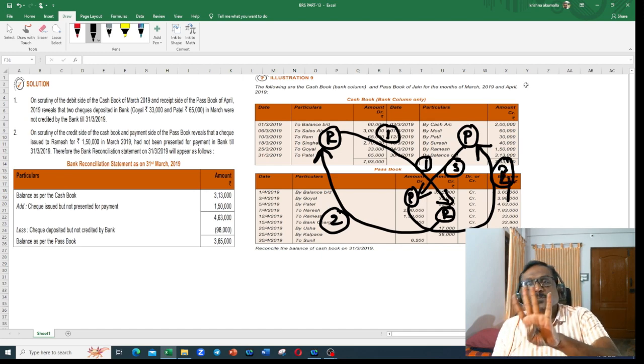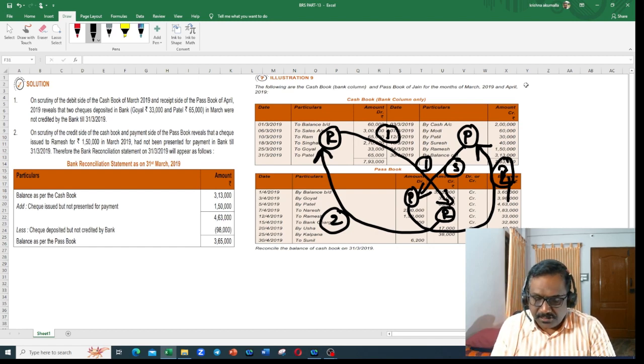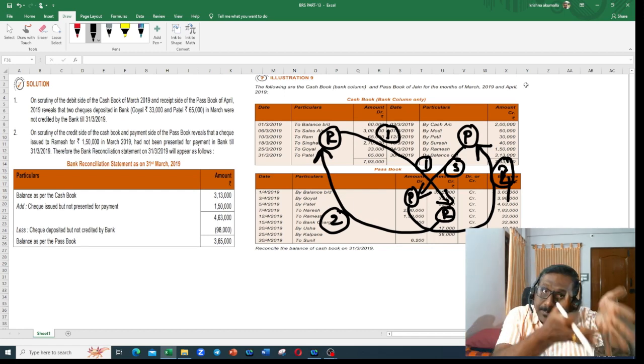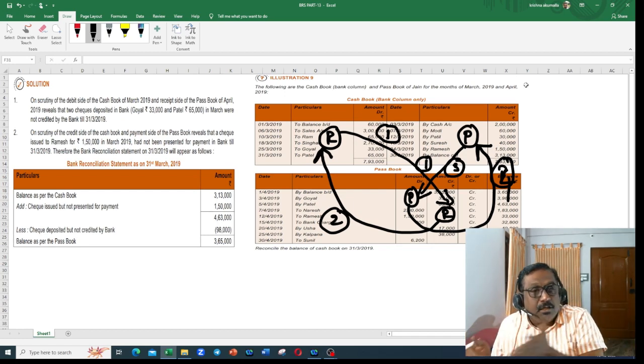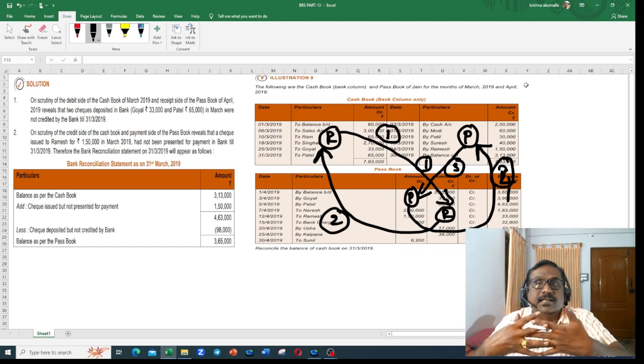These are the 4 steps you need to follow for performing reconciliation. Whoever doesn't know how to perform the reconciliation, this is a simple method. What did I say? Cash book receipts to be compared with passbook receipts first. Then passbook receipts to be compared with cash book receipts. Both the sides we need to do, because there could be some transactions mentioned here and not there, and some transactions mentioned there and not here. So hence we need to do both sides comparison.